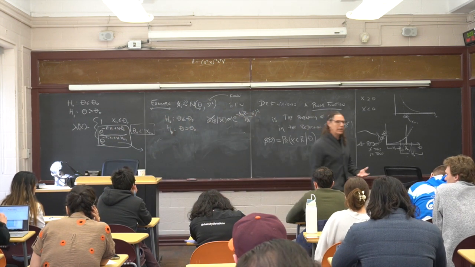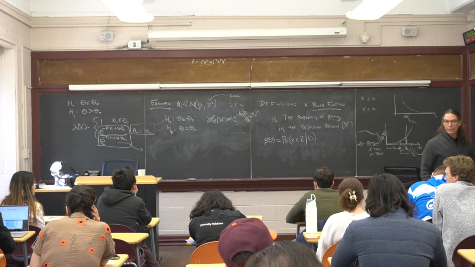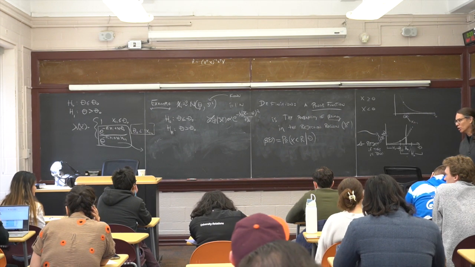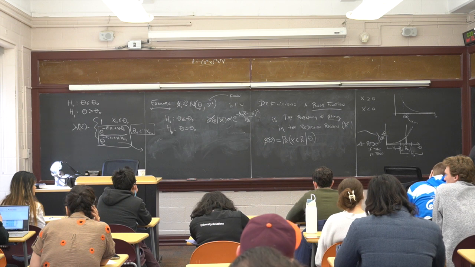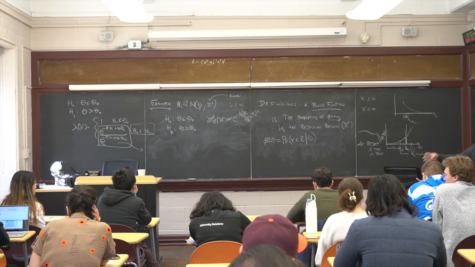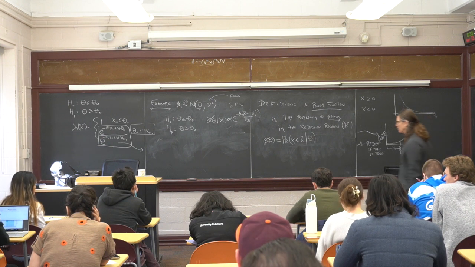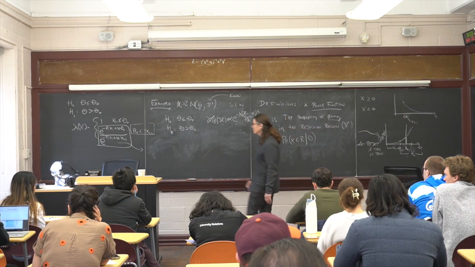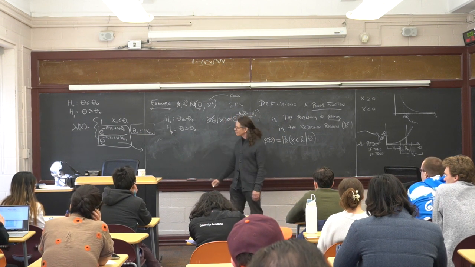If I did not know what sigma squared was, I could follow the exact same procedure, pretend I didn't know sigma squared, maximize over that thing, and I would end up getting back something related to s squared in the analysis, and you would end up doing the t-test versus the z-test.